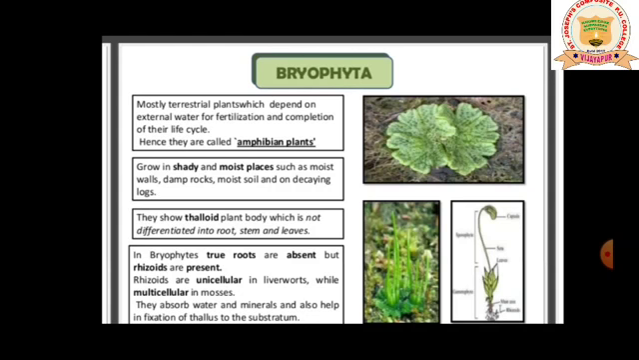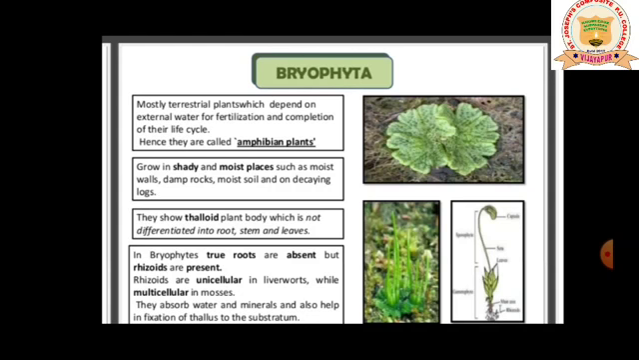I hope it is clear to you. Bryophyta are called amphibians of the plant kingdom because these plants can live in soil. Terrestrial means they can grow on soil but depend on water for sexual reproduction. So they are termed as amphibians of the plant kingdom.